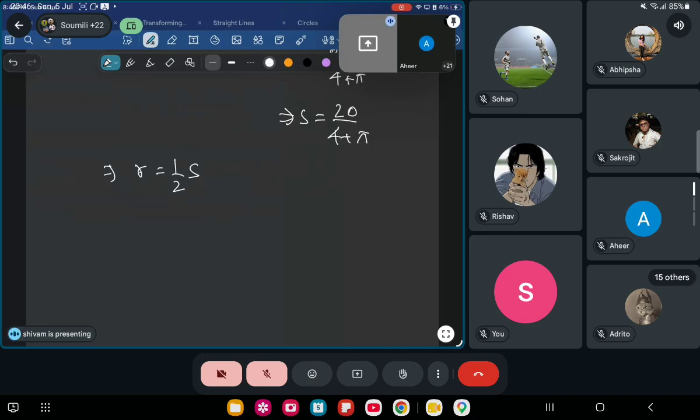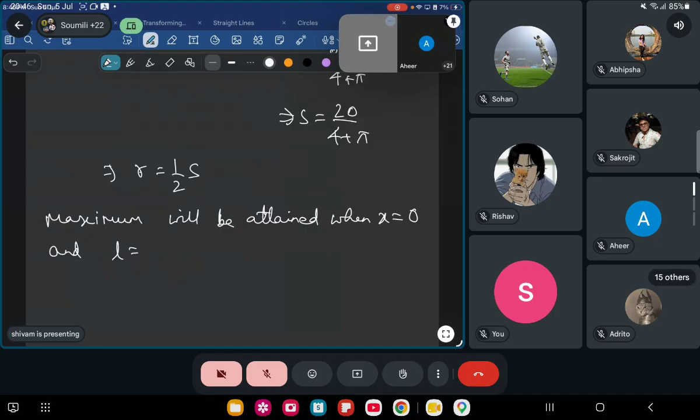Next, when will you get the maximum? Maximum will be attained when you don't cut it, right? But it is written cut into pieces. It will be attained when x is equal to 0, and the whole length is equal to the circumference of the circle. Is it clear to everyone?